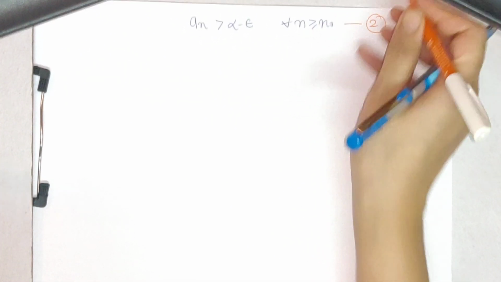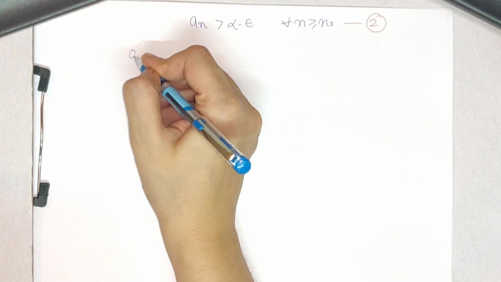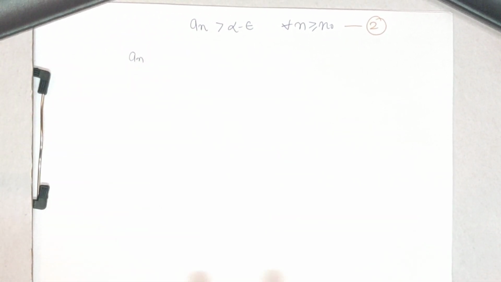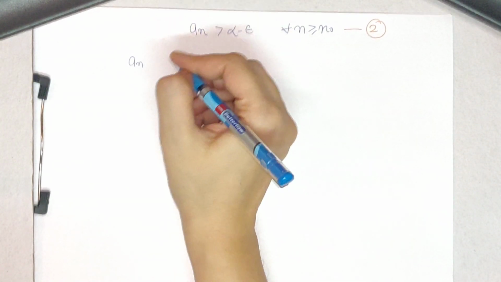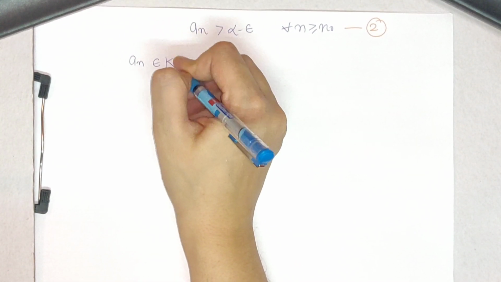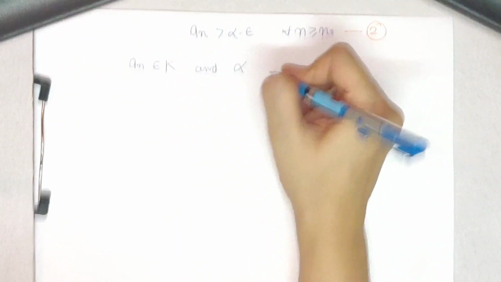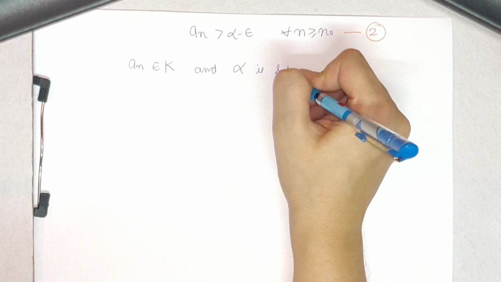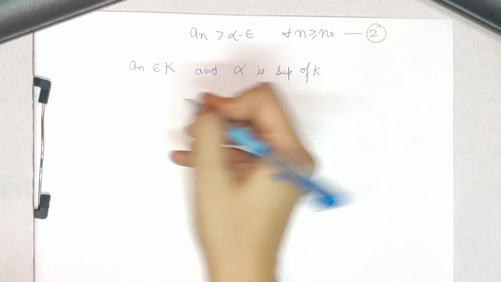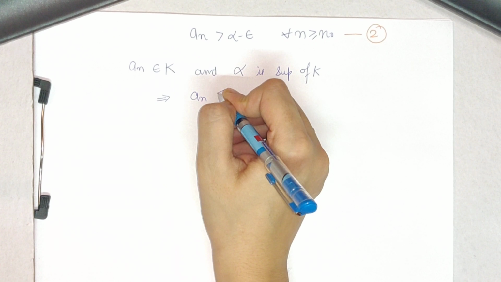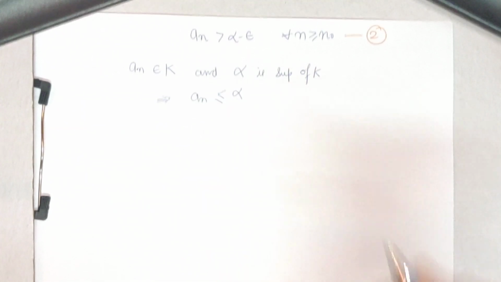Use it later. Let's mark it 2. Thirdly, I'll use this. An is an element of that sequence. That means an belongs to set K, and alpha is the supremum of K. This means an has to be less than or equal to alpha.